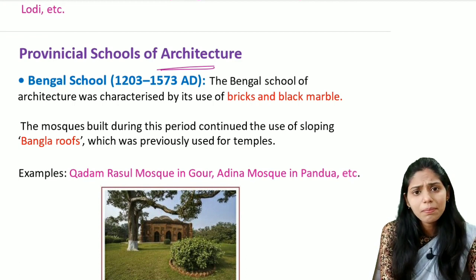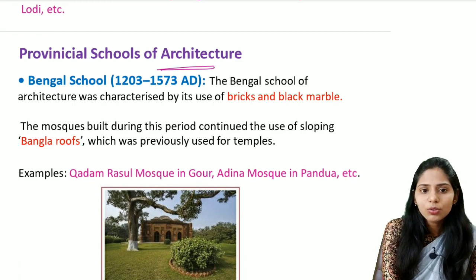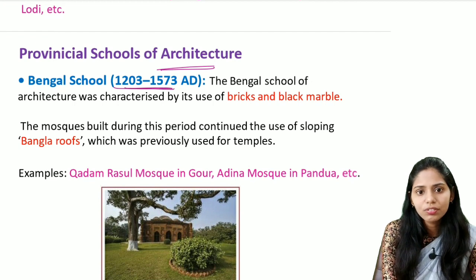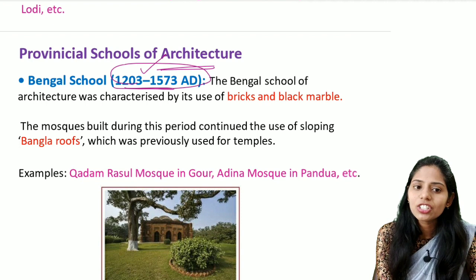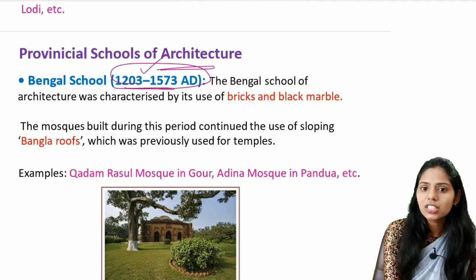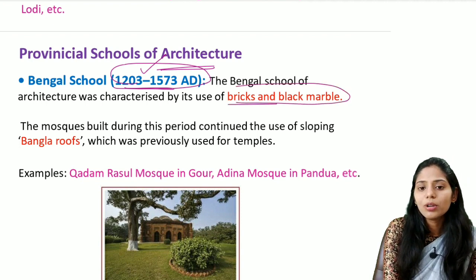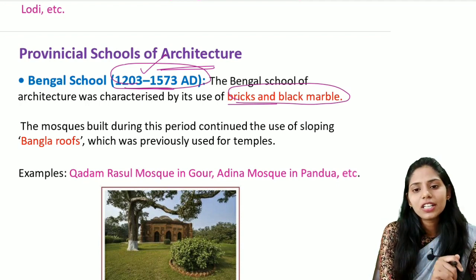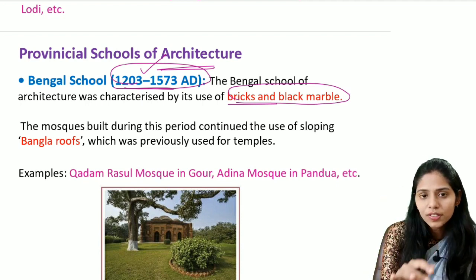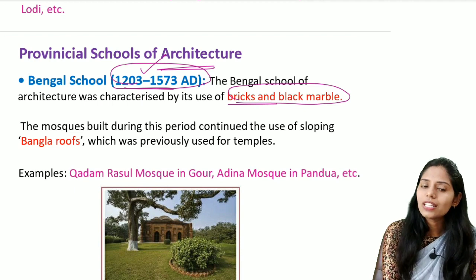The first one is the Bengal School. This evolved during 1203 to 1573 AD. One of the main features of this Bengal School of Architecture is that bricks and black marble are used extensively in their constructions. One important feature is that they adopted sloping roofs, and these sloping roofs are called Bangla roofs.